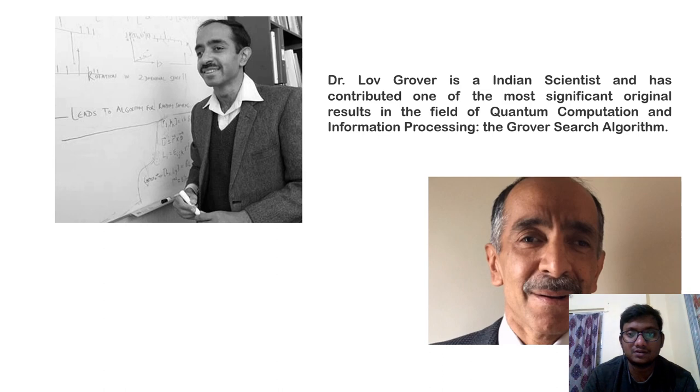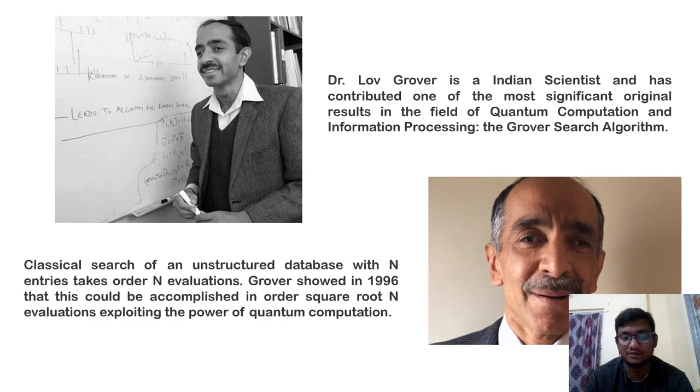So this is the Indian scientist. Obviously we should know that Dr. Lov Grover is an Indian scientist who has contributed one of the most significant original results in the field of quantum computation and information processing, the Grover search algorithm that we are discussing. Classical search of an unstructured database with n entries takes order of n evaluations, meaning we may have to search up to n times. But Grover shows that we can search it in root n times. Okay, let's simplify these things.